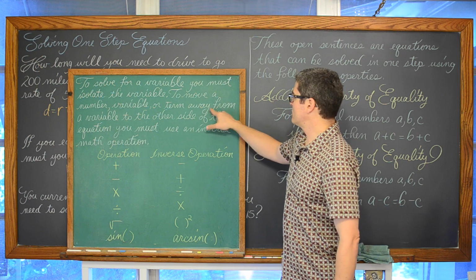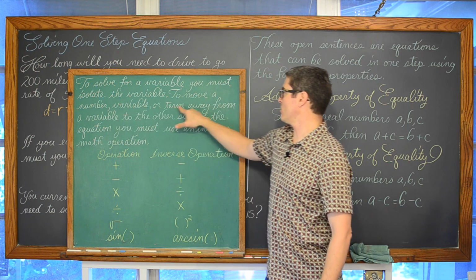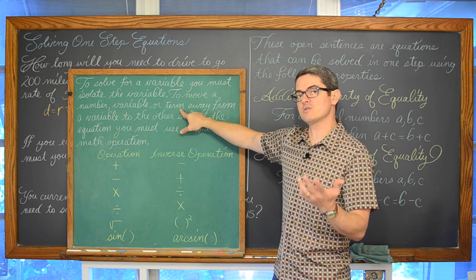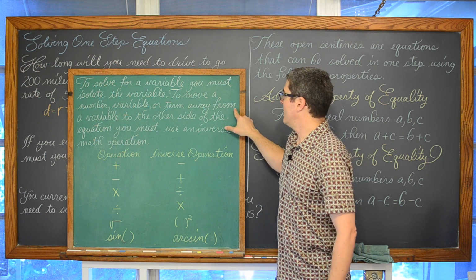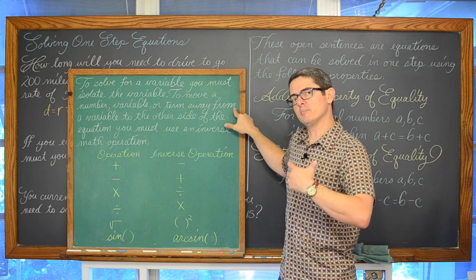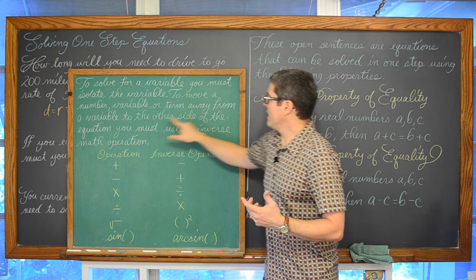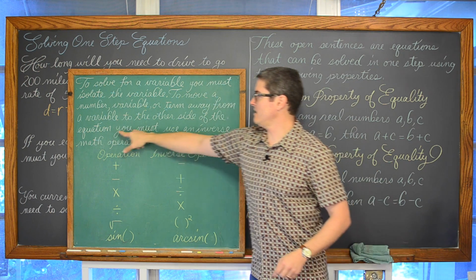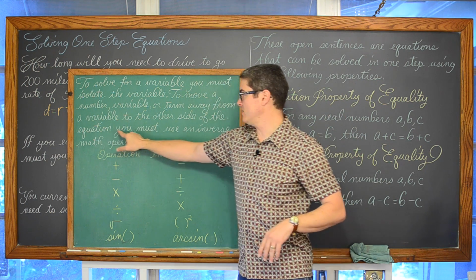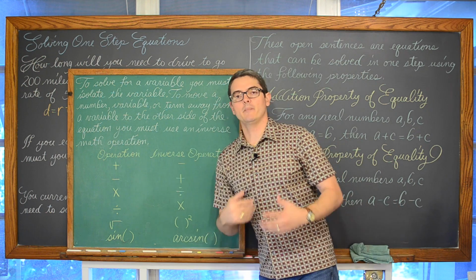Okay, so to move a number, variable, or term away from a variable to the other side of the equation, to the other side of the equal sign, you must use an inverse math operation. Terms are separated by addition and subtraction in equations. We've already been talking about those when we started developing expressions.